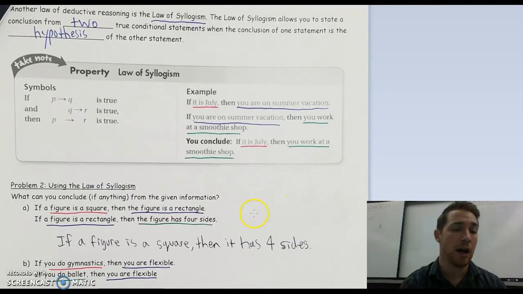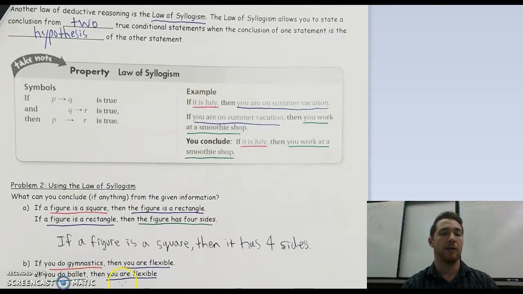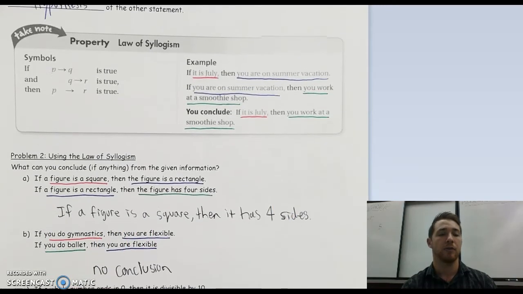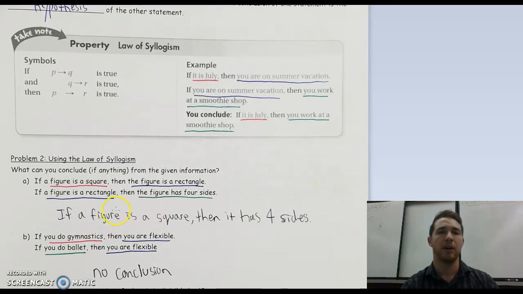If we do gymnastics, then we are flexible. If you do ballet, then you're flexible. So notice both of these have the same conclusion, but the hypothesis of one doesn't match the conclusion for either one. So we actually can't make a conclusion from the law of syllogism. Remember, you need to use a statement as a bridge. So if one of your statements started with being flexible, then I could make a conclusion. But I'm just reusing the conclusion twice with different hypotheses. Can't make any conclusion.